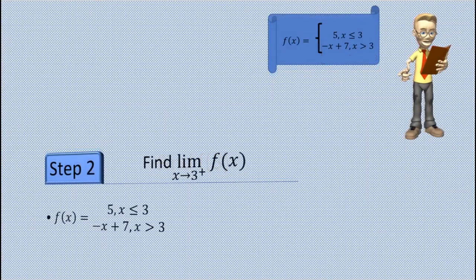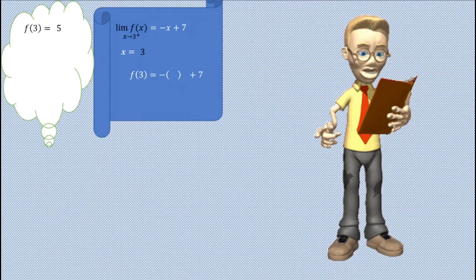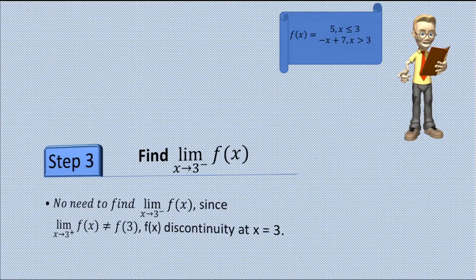Step number 2, we find the limit as x goes to 3 positive. And 3 positive means slightly higher than 3. So we're going to go for the x bigger than 3. So it's the lower part of the function. So f of x equal to minus x plus 7 as x is bigger than 3. So this limit as x goes to 3 positive will be minus 3 plus 7, which is going to be equal to 4. Step number 3, to find the limit as x goes to 3 negative of f of x.